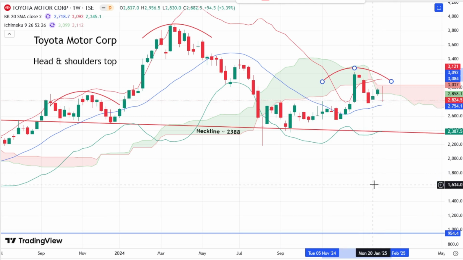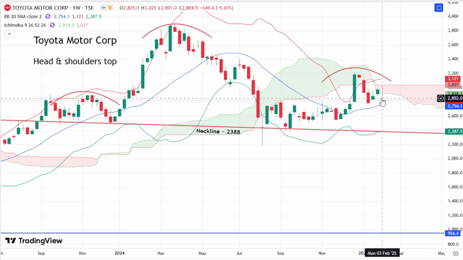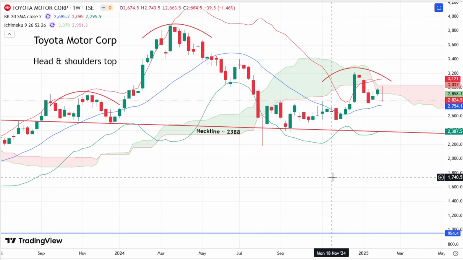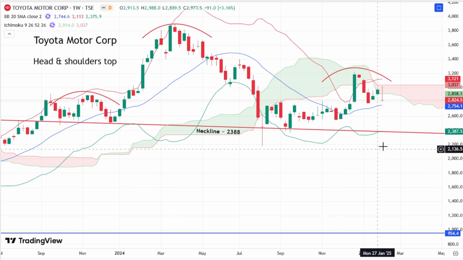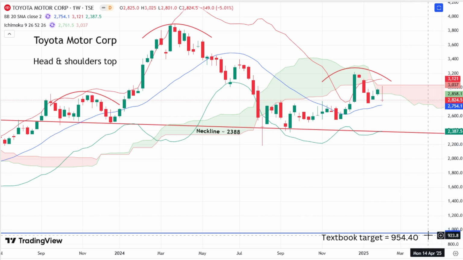Note that Toyota was rejected by the cloud over here this week. Quite sharply, I must add, so downside is preferred. Completion of this bearish pattern will be via a weekly close below the neckline around 2,388, and the textbook target upon completion is at 954.4.